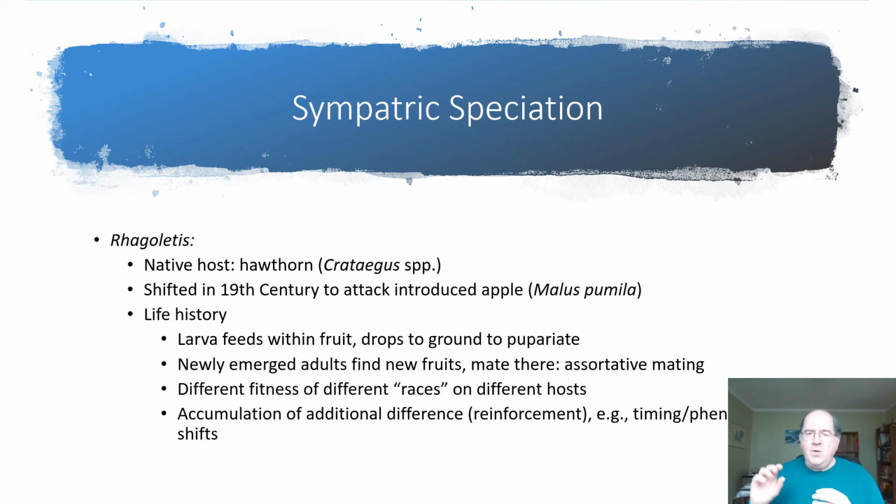So you can have one species leading to a cascade of speciation events in its ecologically associated species, in this case, their hymenopteran parasitoids.